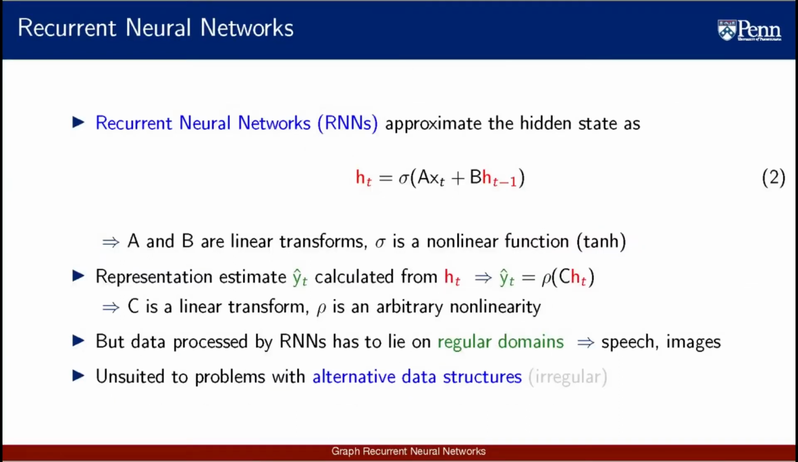Recurrent neural networks approximate the hidden state according to this expression, where A is a linear transformation mapping x_t to the state at time h_t. B is a linear transformation mapping the previous state h_{t-1} to the current state h_t, and sigma is a nonlinear function, usually the hyperbolic tangent. The representation estimate y hat of t is then calculated from the state h_t as rho of C h_t, where C is a linear transformation mapping the state to the output and rho is an arbitrary nonlinearity.